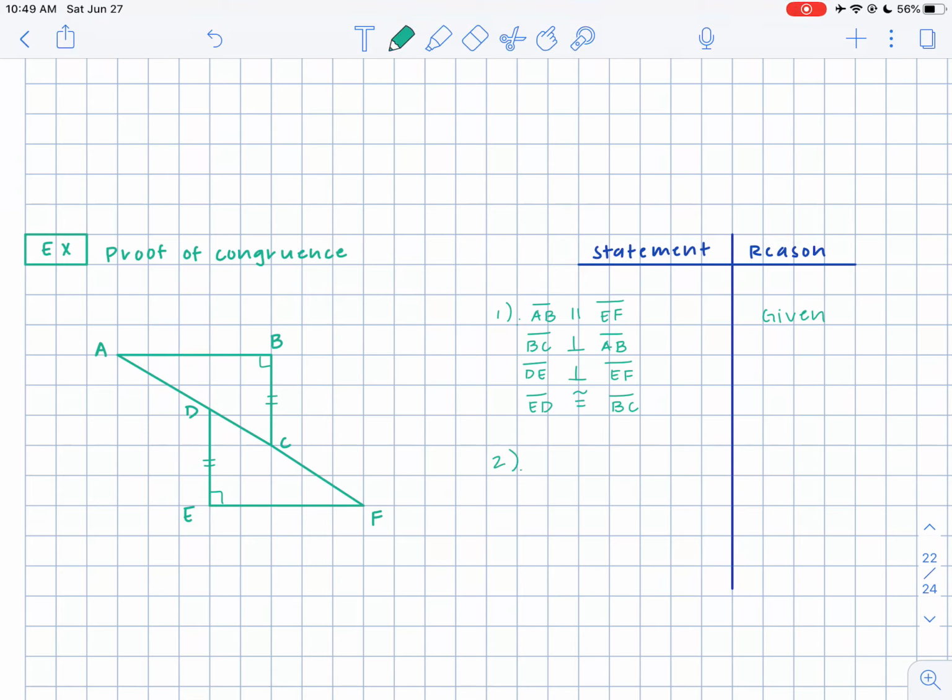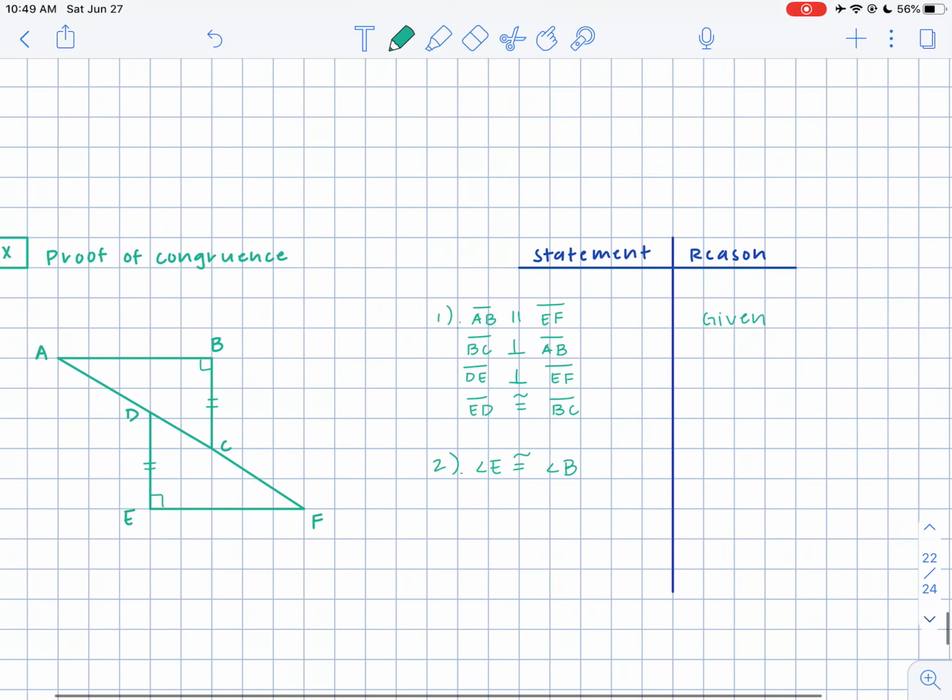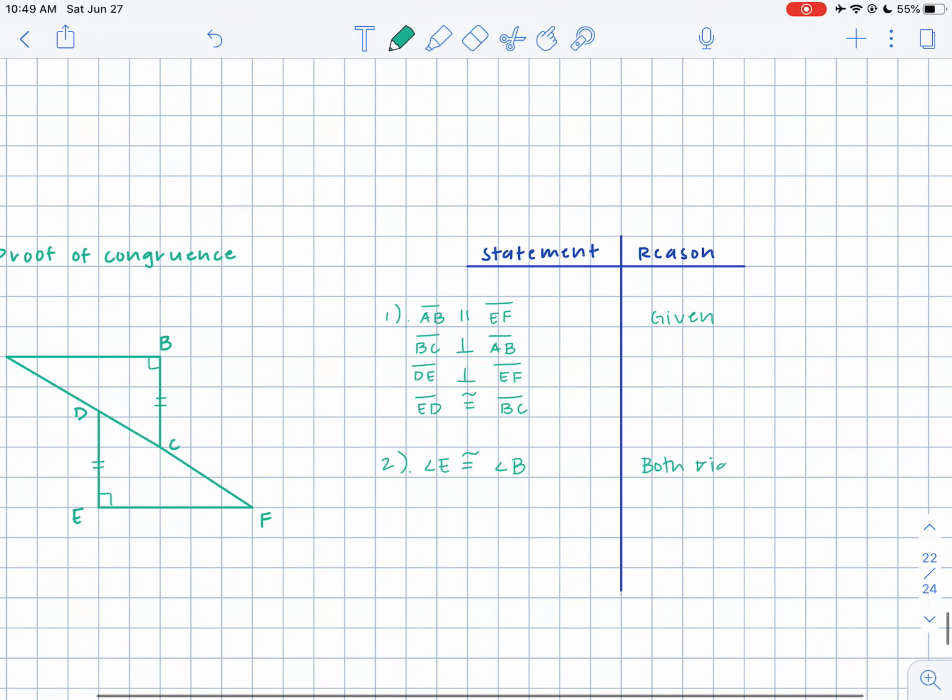So what else can we determine? Well, we can see that angle E is congruent to angle B because they're represented by these squares, which indicates that they are right angles, okay? So the reason is that they are both right angles.